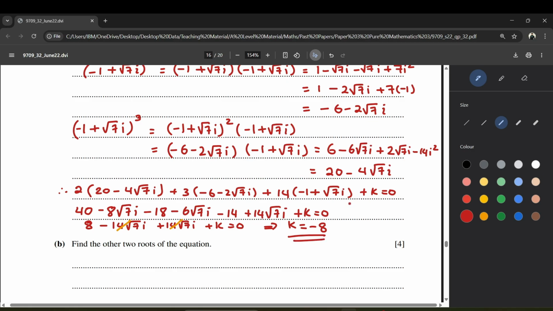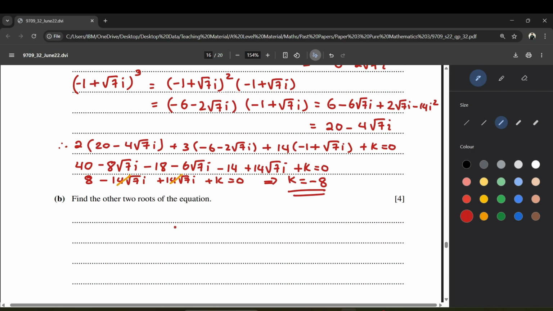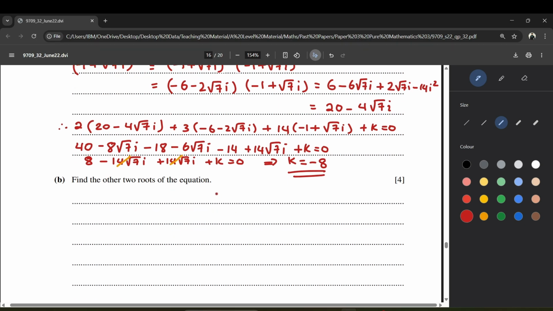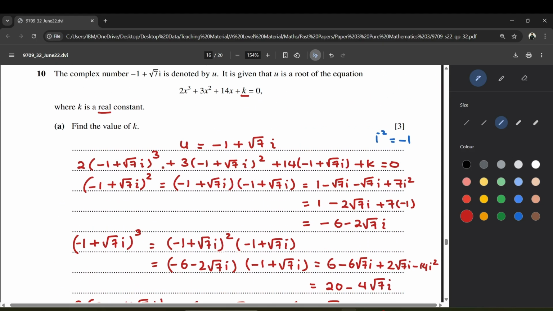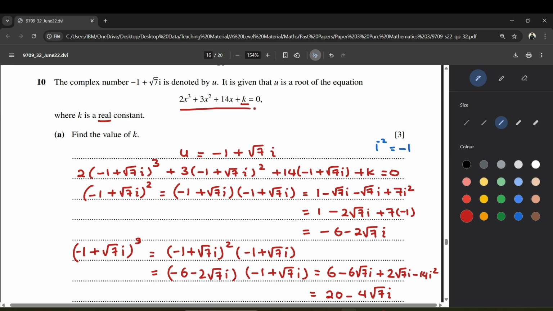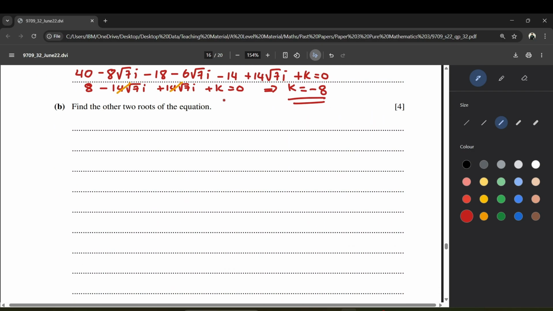Okay, all right, so let's see. Part B, find the other two roots of the equation. Now here what we're going to do is, first we need to understand that because our original equation has all the coefficients of x, like x cube is 2, the coefficient of x square is 3, and for x is 14, all of these are real numbers. So when all the coefficients that contain the x term are real numbers, that means that this is going to give you a complex conjugate.